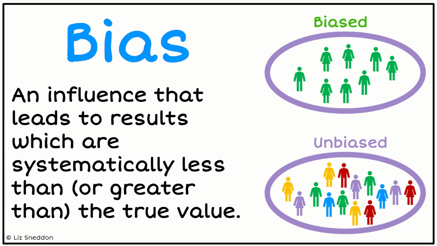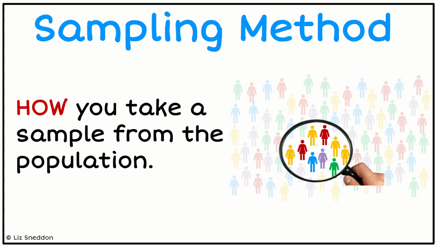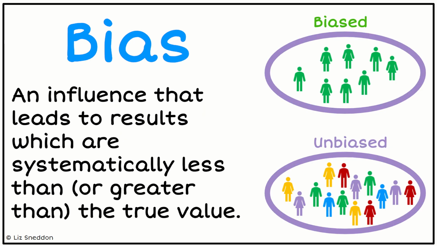So one of the things that we want to think about is this idea of bias. So you'll notice I've got two groups here, shown in the little purple blobs. The top one is a biased group, because if I go back to my original population, I've got a mixture of people of different colours, and here in the biased sample I've only got the green ones.